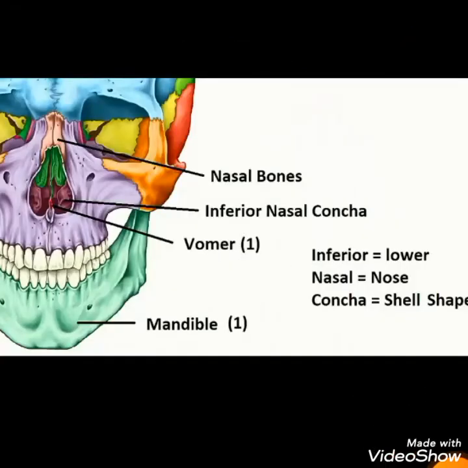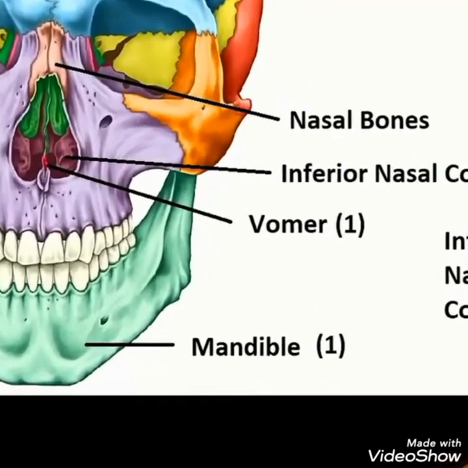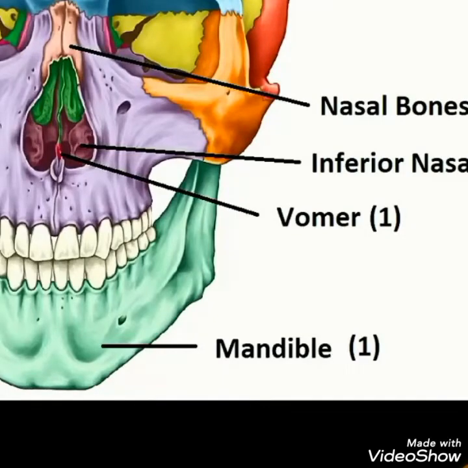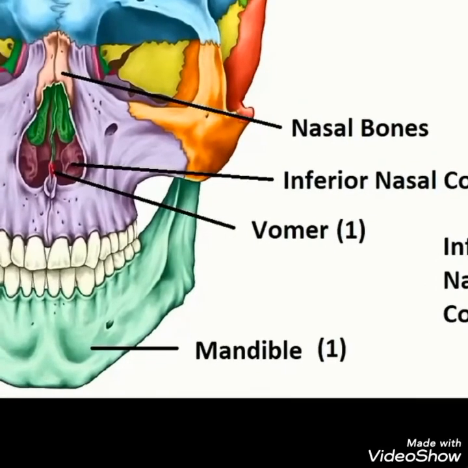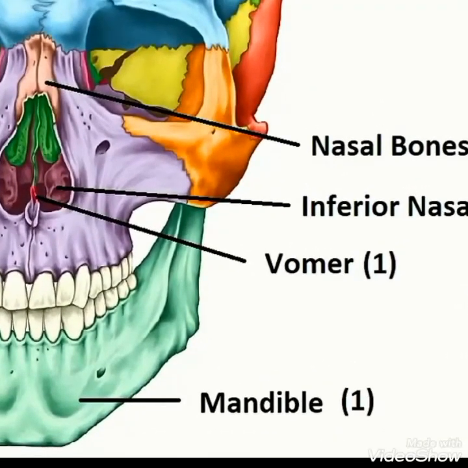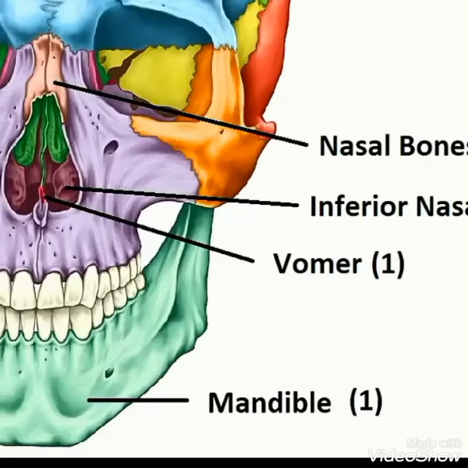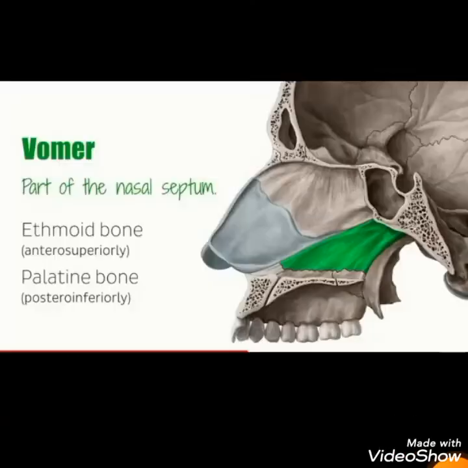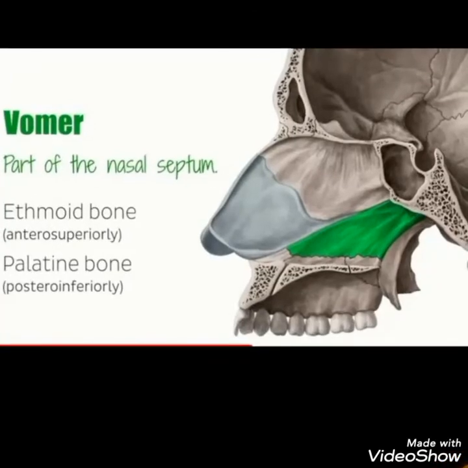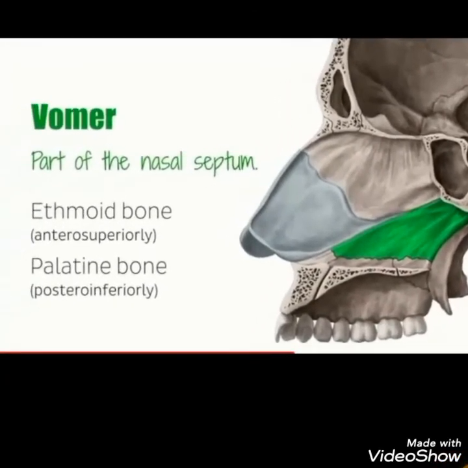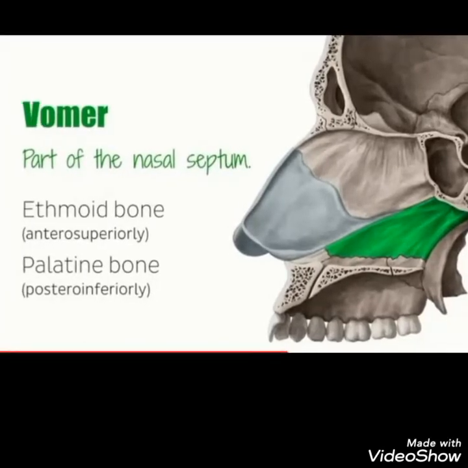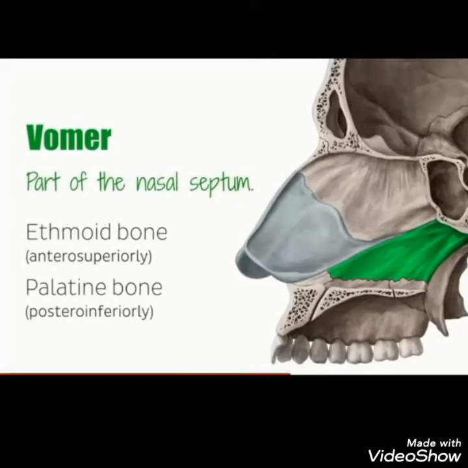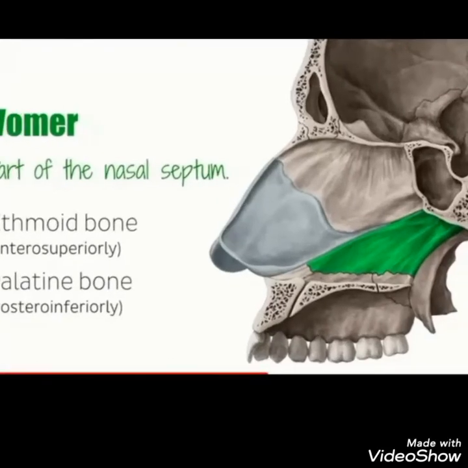Now this is the picture again to show you the vomer bone vertically lying and the inferior nasal concha present on both sides, and you can see the nasal bones forming the roof of your nose, and you can concentrate on the mandible as well. Now this is the sagittal cut section, and the green color is the vomer bone. Now you can see how it is present just below the nasal septum and is being attached postero-inferiorly with the palatine bone and anterosuperiorly with the ethmoid bone.